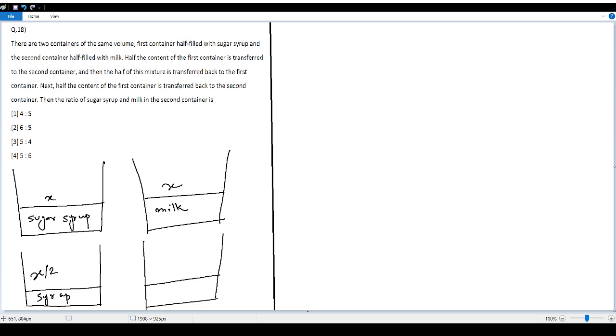Now what happened is that X by 2 syrup came and X amount of milk is present. So what is the syrup to milk ratio? 1 is to 2, right? Yes, sir. 1 is to 2.